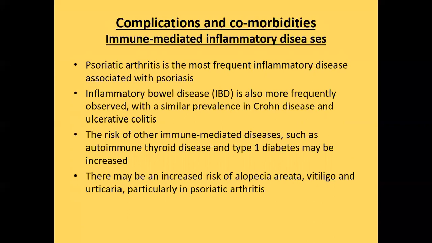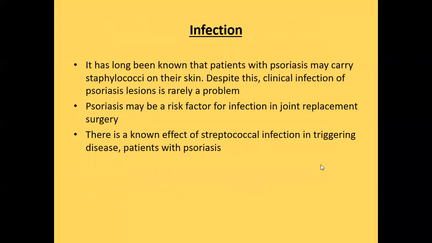Complications and co-morbidities of psoriasis. Immune-mediated inflammatory diseases. Psoriatic arthritis is the most frequent inflammatory disease that is associated with psoriasis. The second commonest is inflammatory bowel disease that includes both Crohn's and ulcerative colitis. Other immune-mediated diseases include autoimmune thyroid disease and type 1 diabetes mellitus. There may be increased risk of alopecia areata, vitiligo, and urticaria, particularly in psoriatic arthritis.